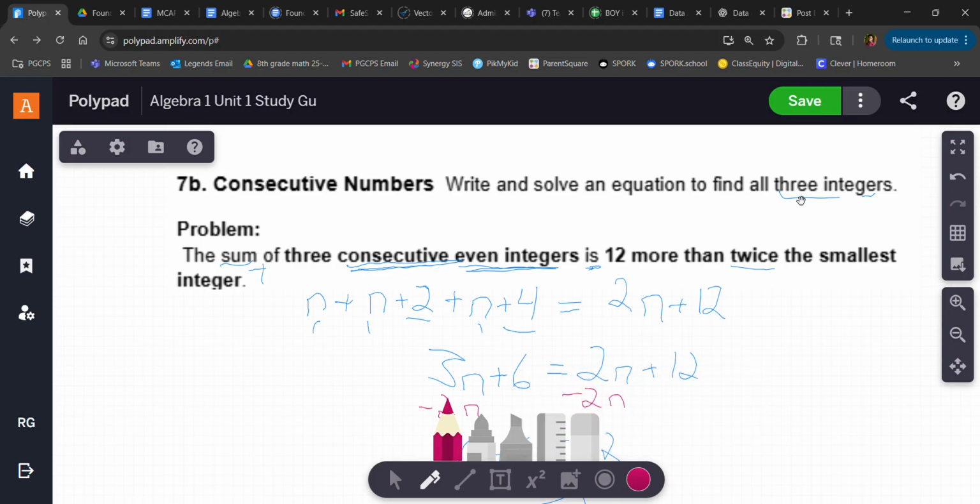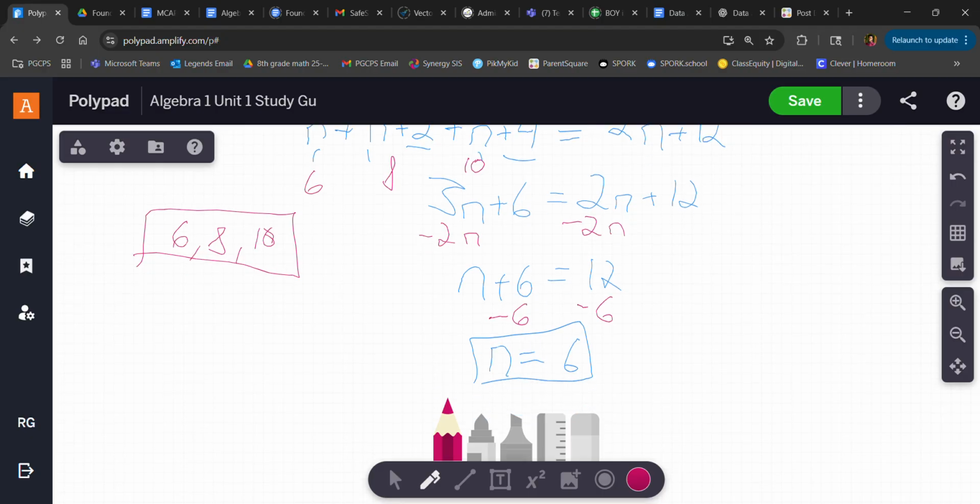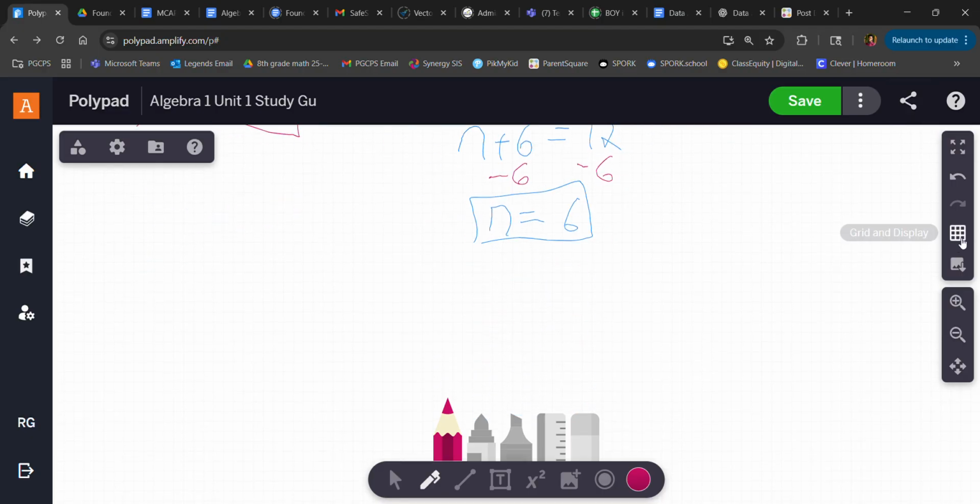So if n was equal to 6, then the next consecutive number is n plus 2. 6 plus 2 is 8. Then n plus 4. 6 plus 4 is 10. So our consecutive integers are 6, 8, and 10. Now we fully answered the question. We found 3 consecutive even integers. And that is the end.